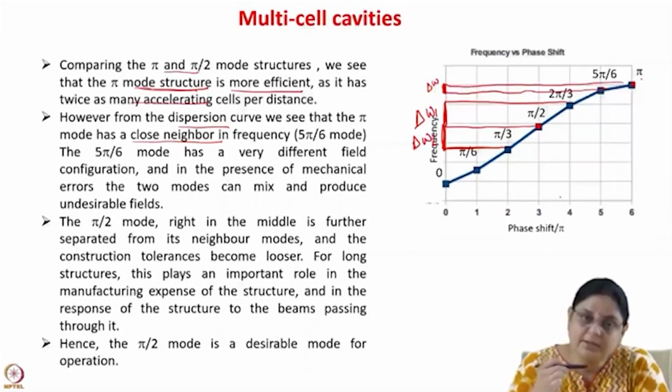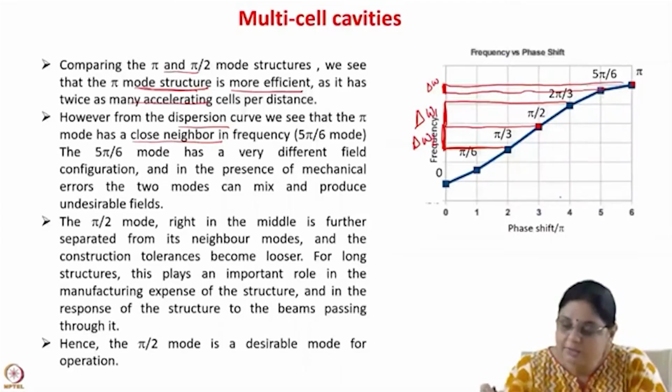Now in case there is a small error in fabrication, and this frequency comes close, because it's already close, then this neighboring mode can also get excited. Whereas there is less probability of this happening for the pi by 2 mode, because the neighboring frequencies are well separated from this mode.